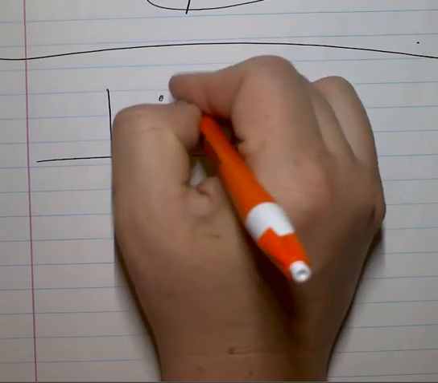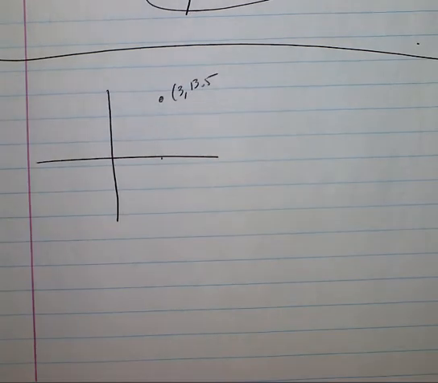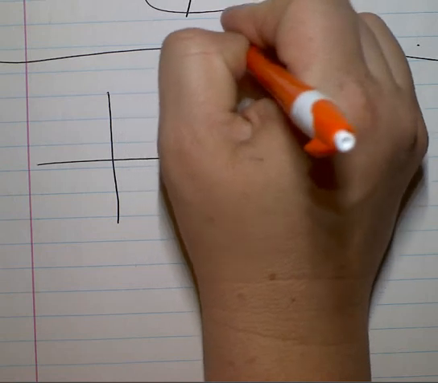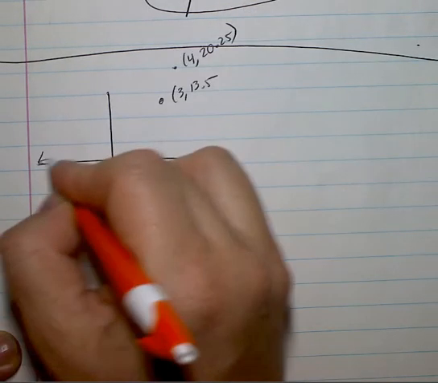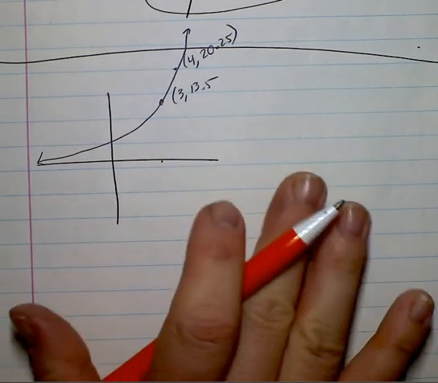Okay, oh, made a mistake. All right, your points are going to be 3 goes with 13.5, and 4 goes with 20.25. So we can see this looks like exponential growth. Now, I need an equation that models that information, that data. Ready with your partner, begin.